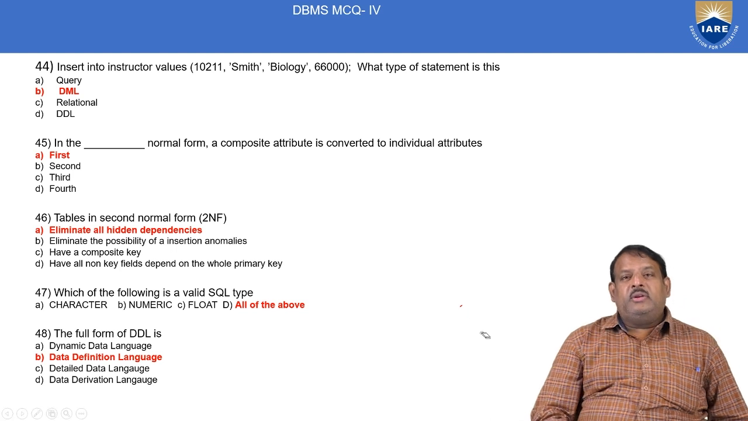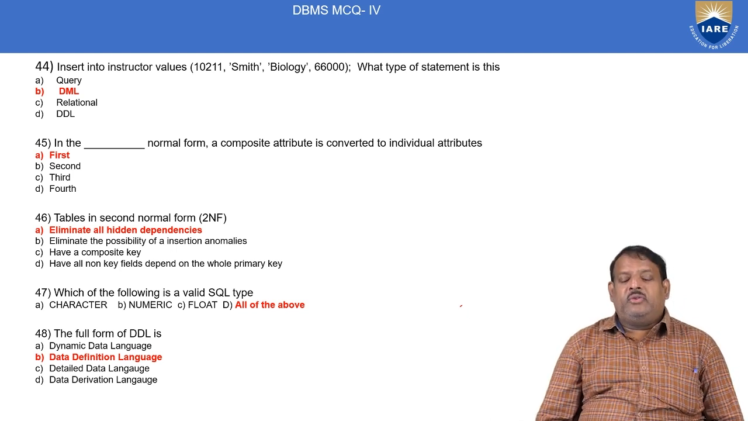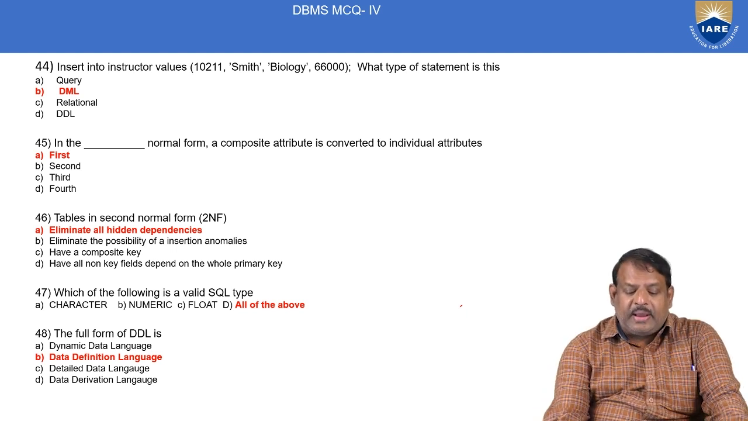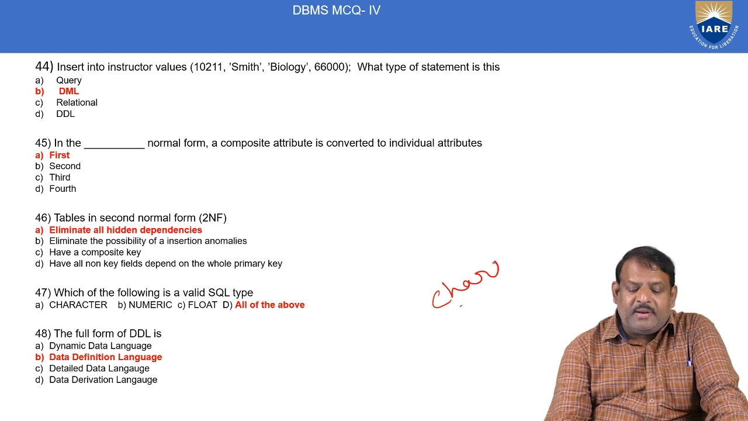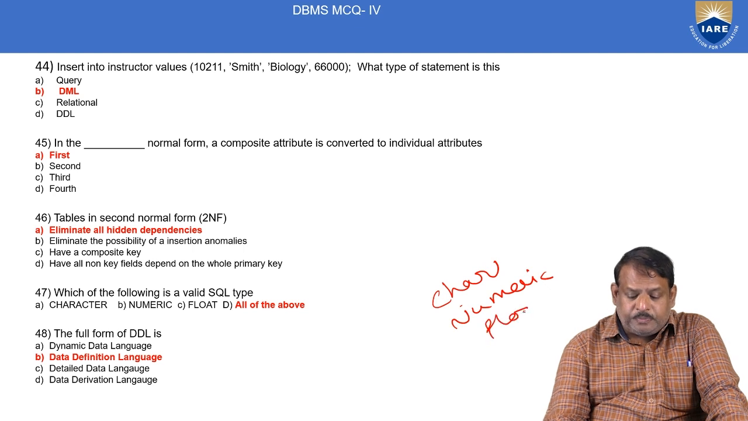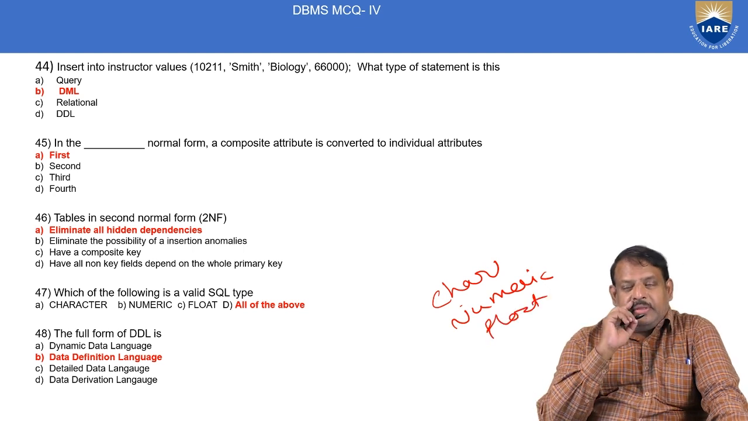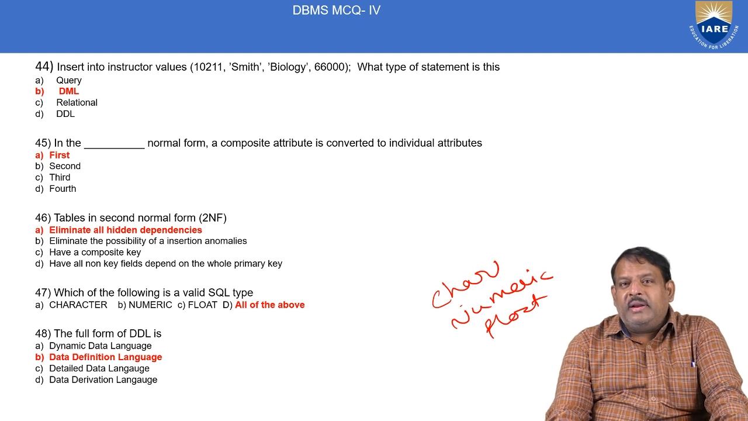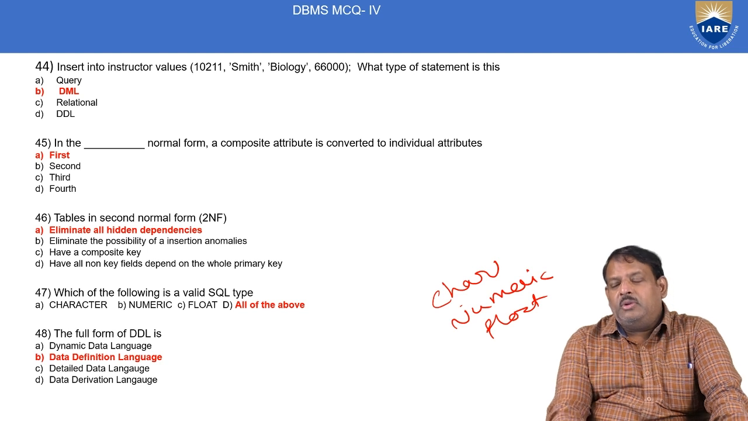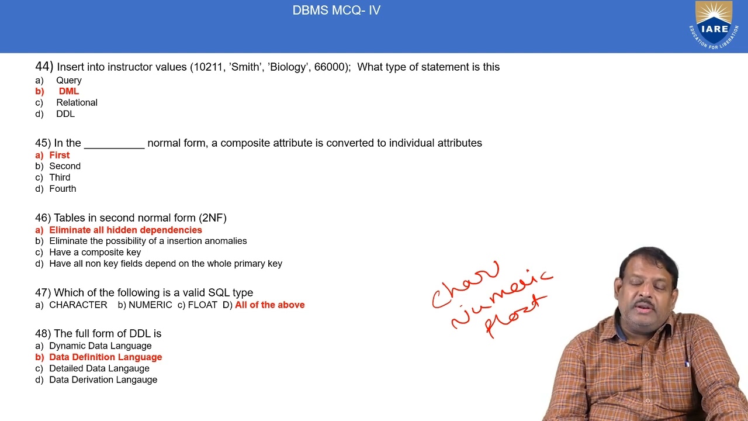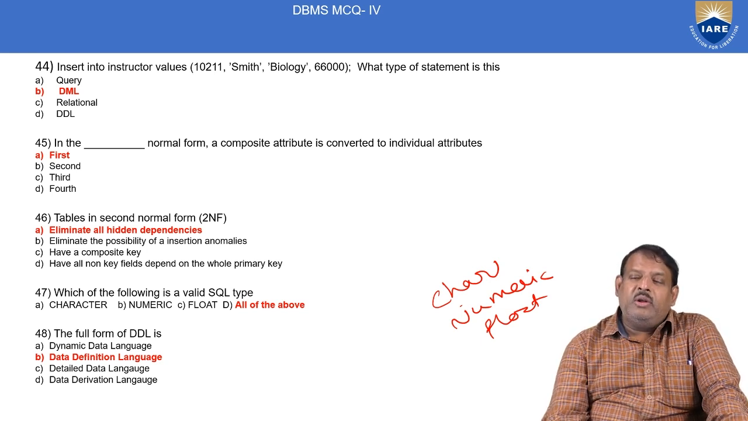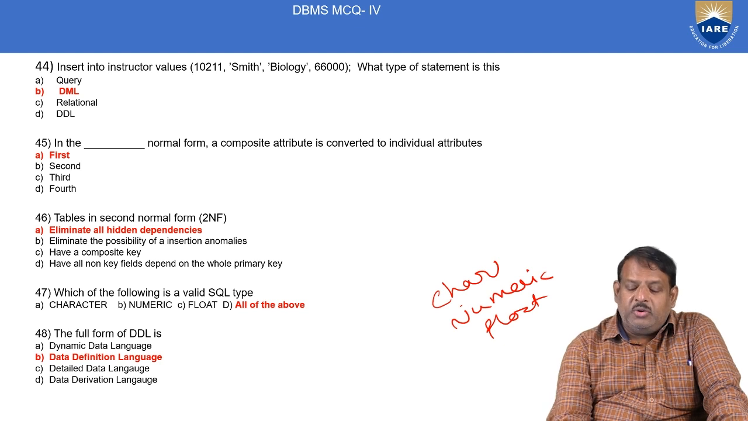Okay. 47th question. What is a valid SQL type? Character. Char is a valid type. Then we have numeric. Then we have float. These are the data types. The data type tells you what type of data should be used to insert data. Suppose you want to insert only integers, then you can go for an integer value. If you want decimals, you can go for float or numeric. If you want to enter alphanumeric or all characters, you have to use the char field.